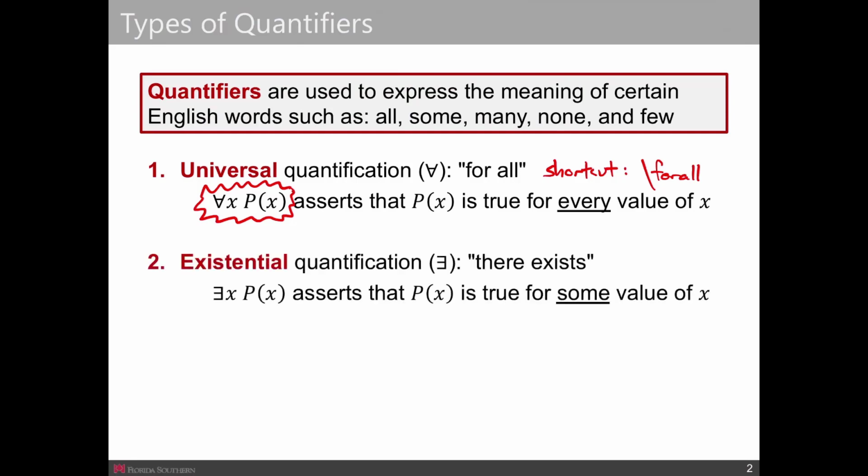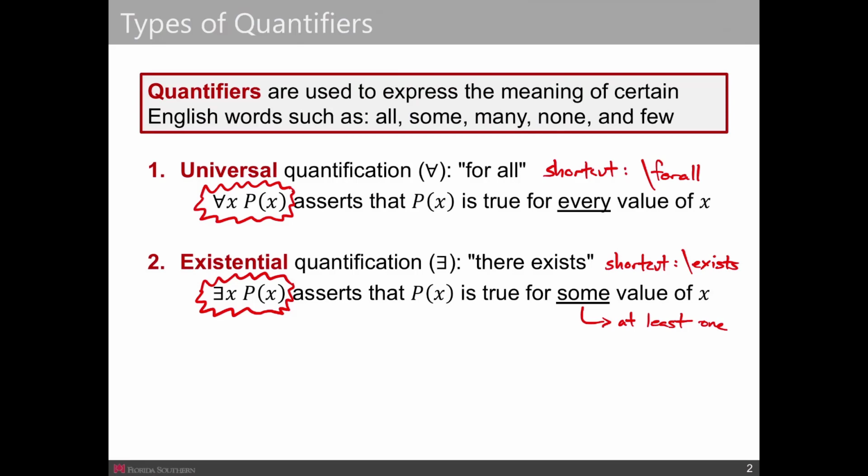The second type of quantifier is called existential quantification. The symbol for this is a backwards E, and it stands for the phrase "there exists." As you might expect, the shortcut here is simply slash exists, and the notation says "there exists some x such that P at x." It's asserting that P must be true for some value of x. Now "some" here just means at least one. It could be 1, it could be 2, it could be 3, it could be an infinite number of x's. At least one needs to be true.